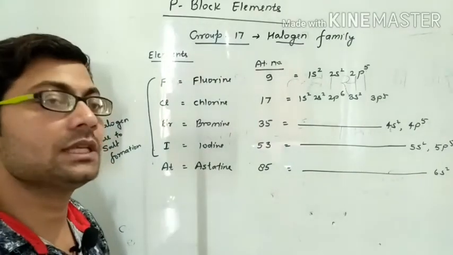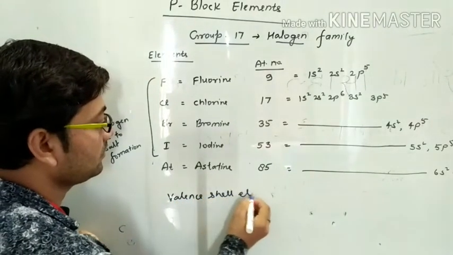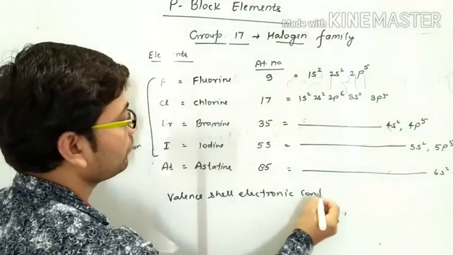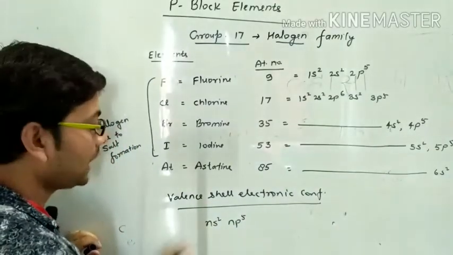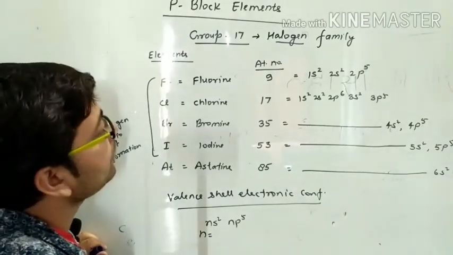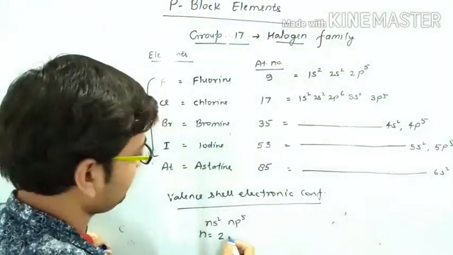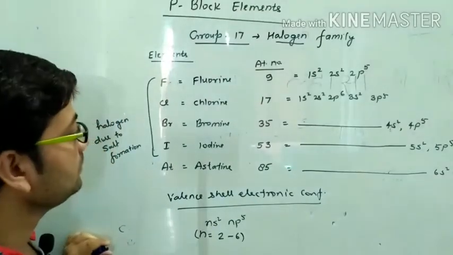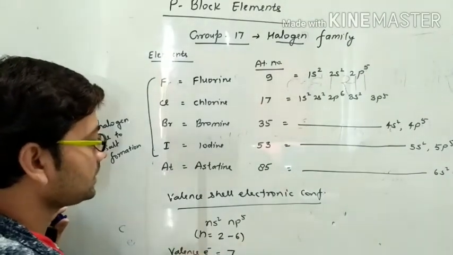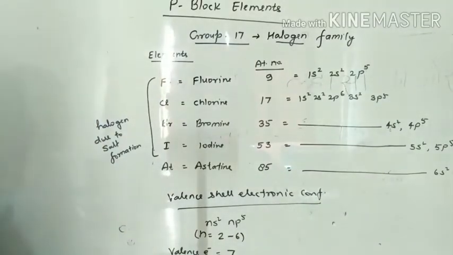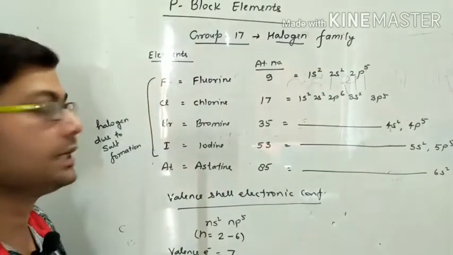Now, if we see the valence shell electronic configuration, it is ns2np5, and the value of n is from 2 to 6. Valence electrons are 7. So this is the basic information regarding fluorine, chlorine, bromine, iodine and astatine.